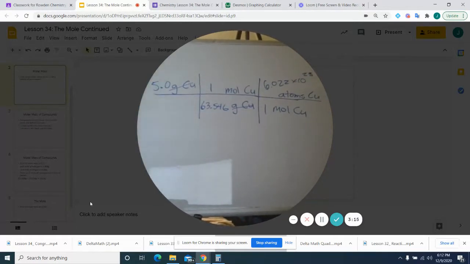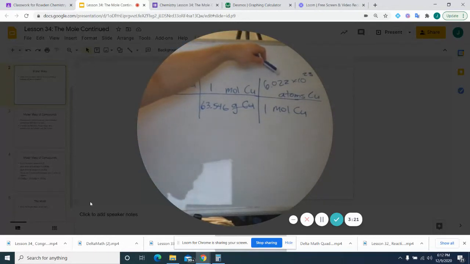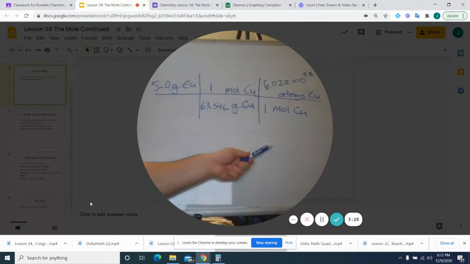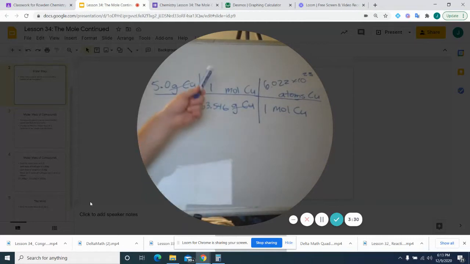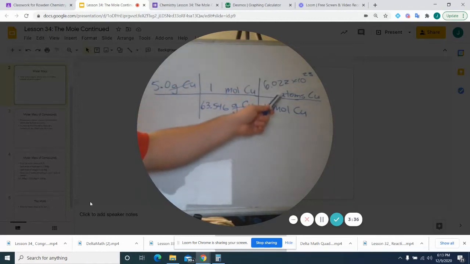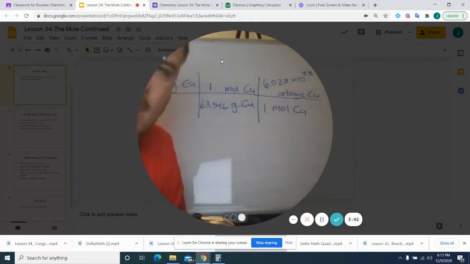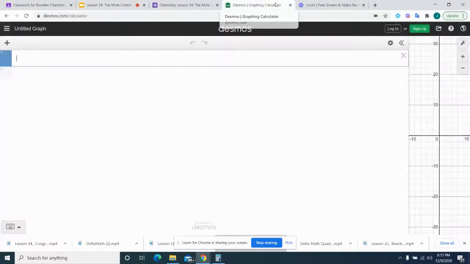So that's our equation. We'll need to do 5.0 times 1 times 6.022 times 10 to the 23rd, then divide by the 63.546 and divide by 1. I am obviously going to ignore multiplying by 1 and dividing by 1, because that doesn't change anything. So your equation will be 5.0 times 6.022 times 10 to the 23rd divided by 63.546. So I'm going to plug all that in the calculator.